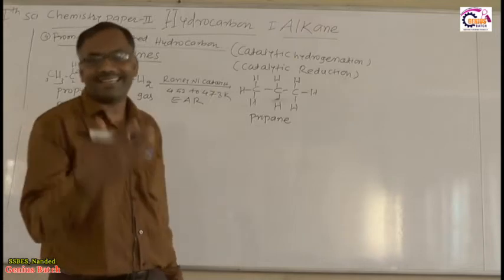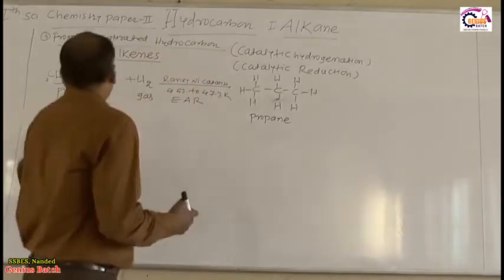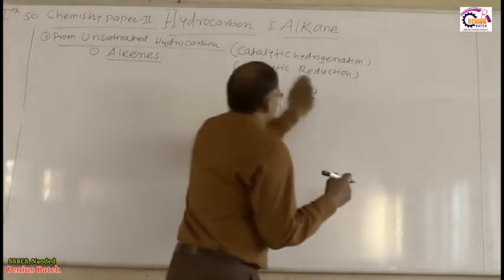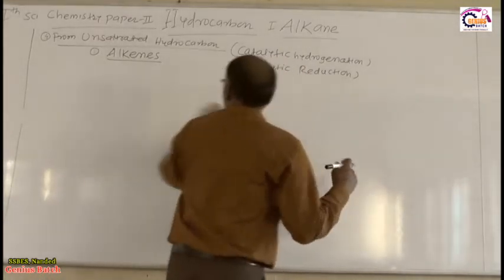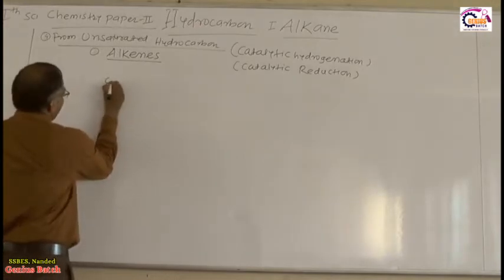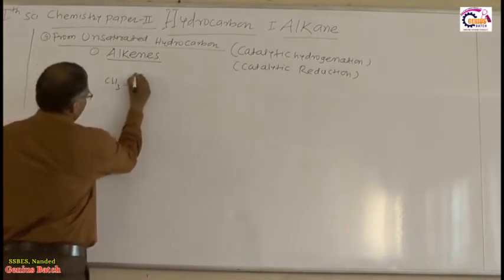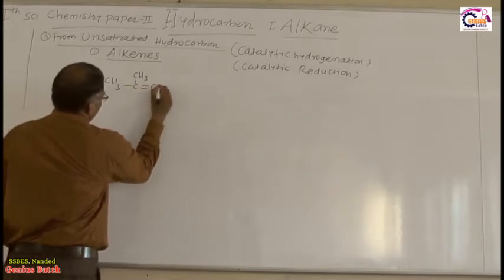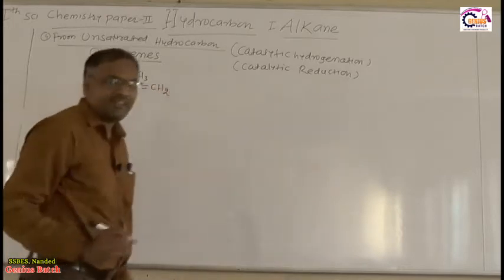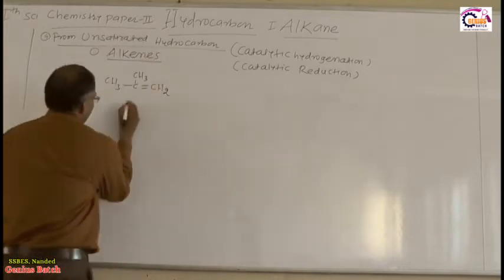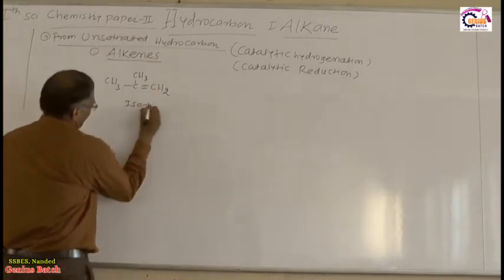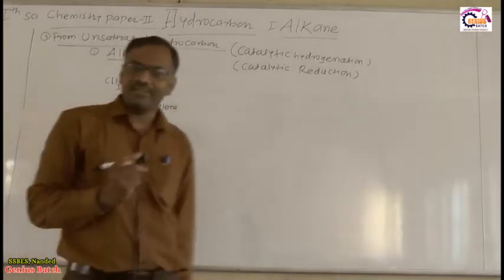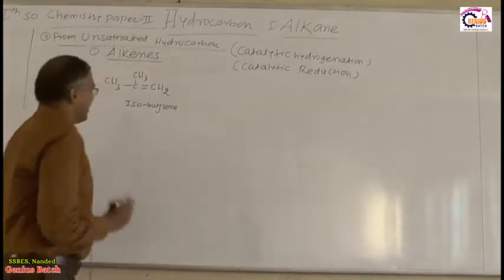So this is the second example. Let us take the third example, a branched alkene. Suppose I have CH3, double bond, CH2. This is a branched chain alkene. The common name is isobutylene. What is the IUPAC name?